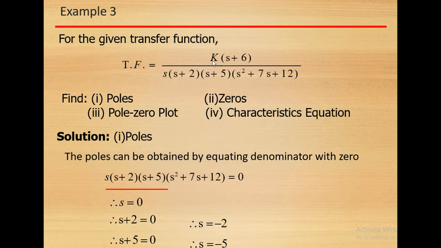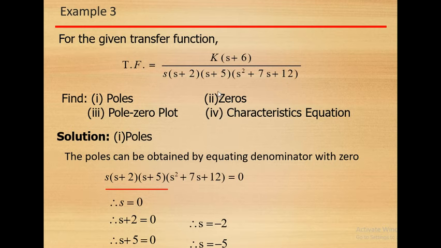The transfer function is: k into s plus 6 in brackets, divided by s into the first bracket s plus 2, into the second bracket s plus 5, into the third bracket s square plus 7s plus 12. Now the first thing that we have to do is find the value of poles. How to find the value of poles? You know that the poles can be obtained by equating the denominator with 0. This is the numerator and this below part is the denominator.